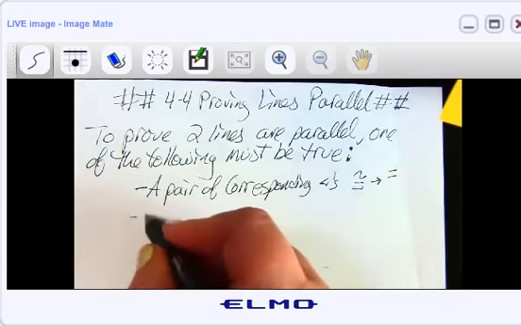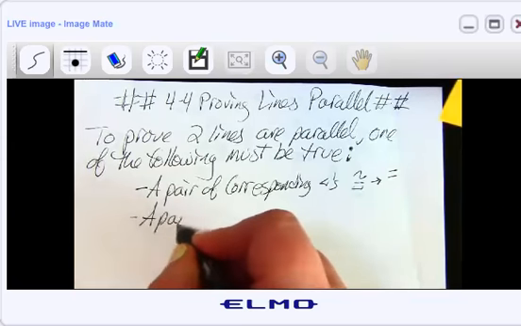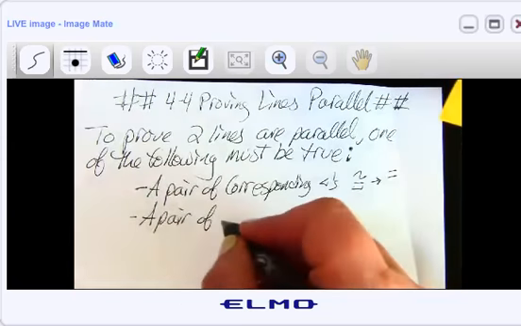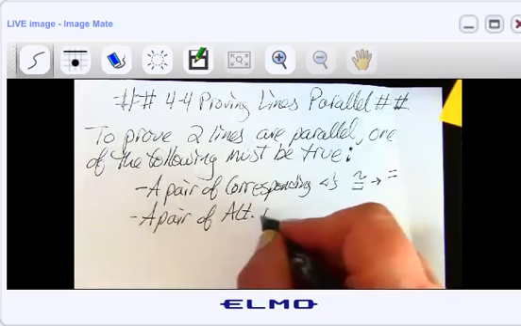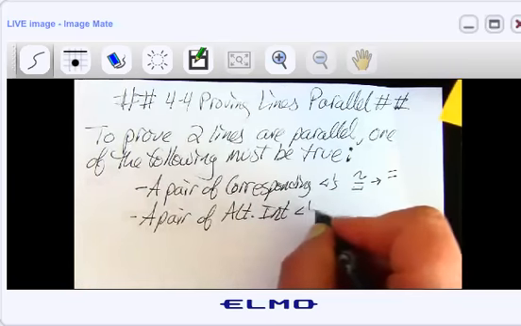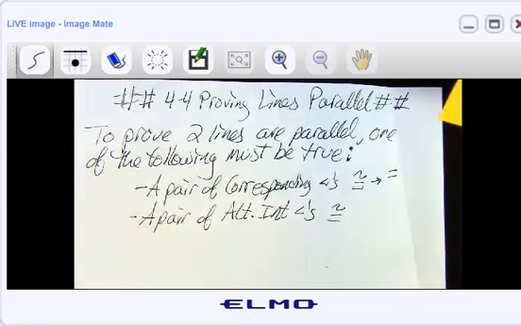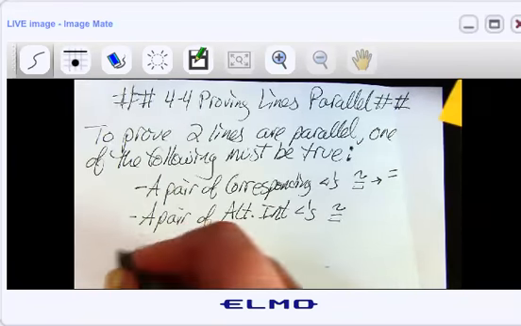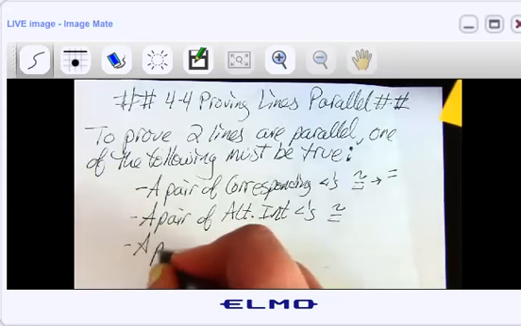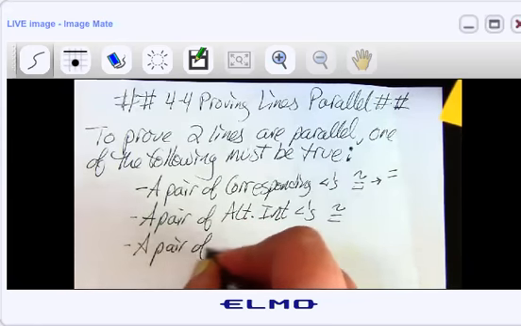My next option is to have a pair of alternate interiors congruent. So it doesn't all have to rest on corresponding. I could show that I have alternate interiors congruent, or my other friends, the alternate exteriors.